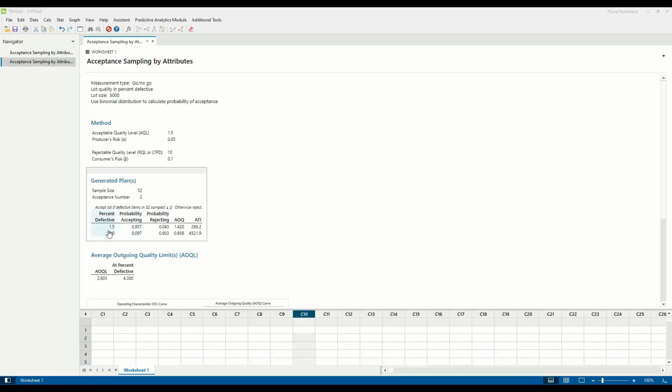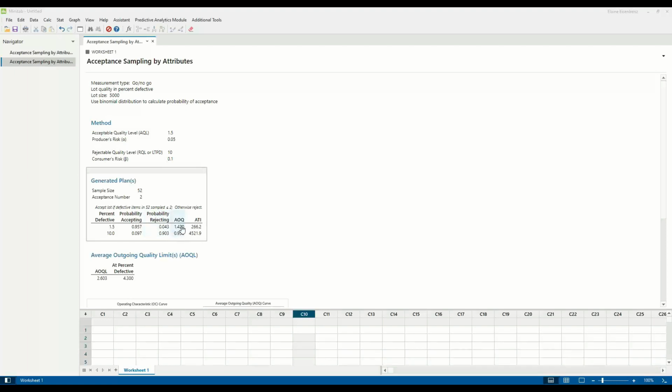Up here, the 1.5 is the manufacturer's quality level, and approximately 95% of the time the lot is accepted for the producer. So the probability of accepting it is about 0.957. That's right about our 95%, not exactly, but again, we're dealing with probabilities and random things, so we're not going to be exact, but it's pretty good. It's above 0.95, so that's good. Probability of rejecting is a little bit less than 0.05. It's 0.043, but that's good.